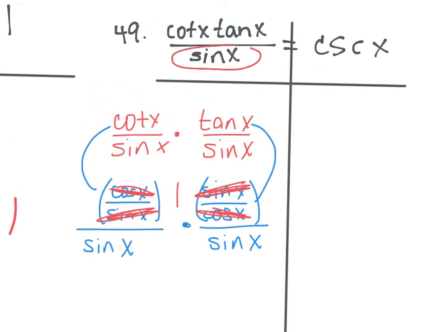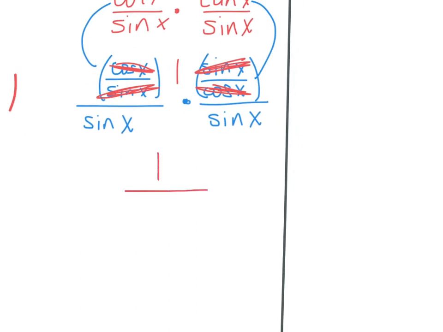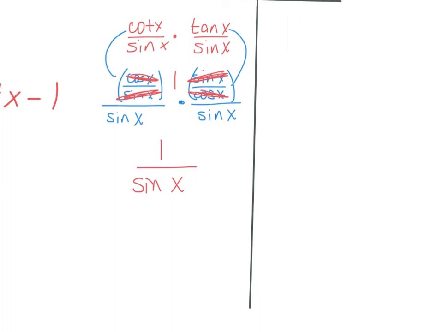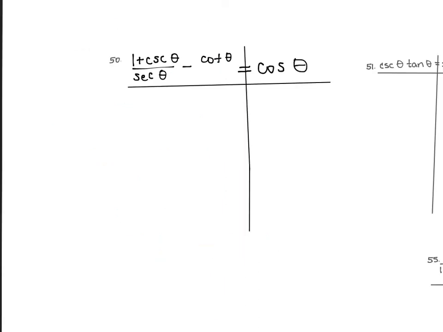But if you notice, this was over 1 of the same denominator. So this becomes 1 over sine of x. Now, if I look at my identity sheet, 1 over sine of x is pretty simplified, but I can write it where it's not a fraction, and that would become cosecant x. Well, guys, if you look over here, that's what we started with, cosecant x. So they're the same.